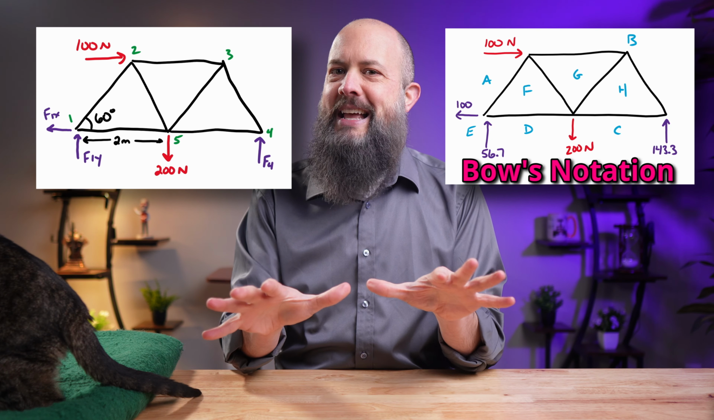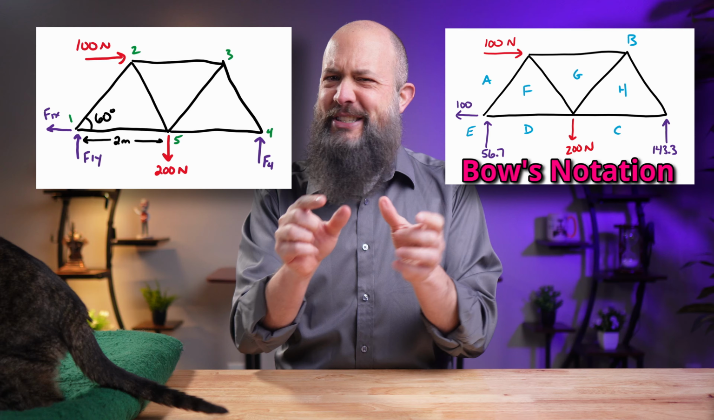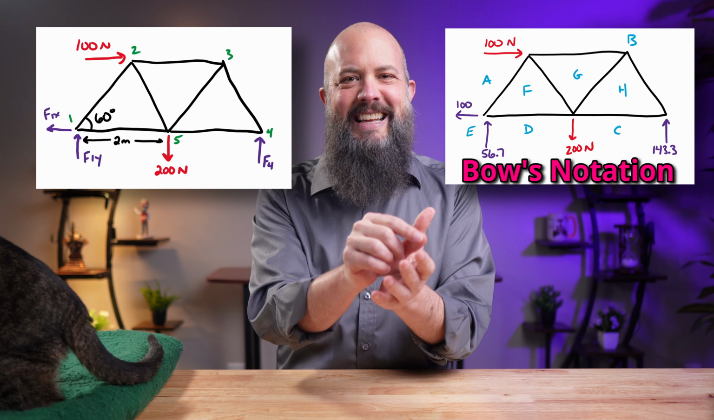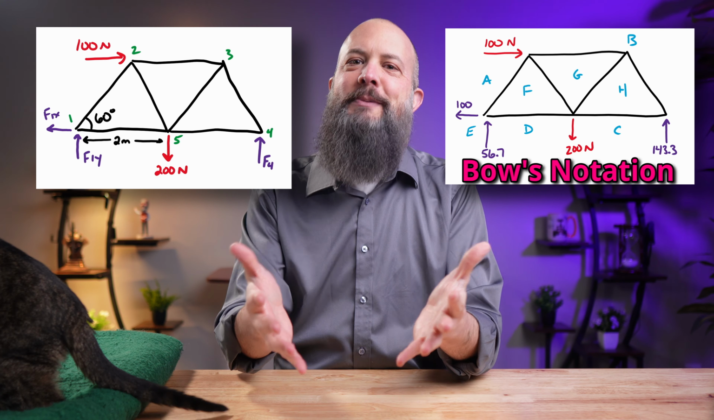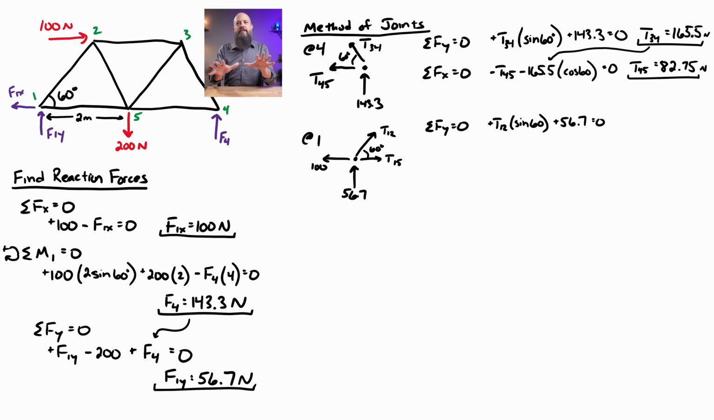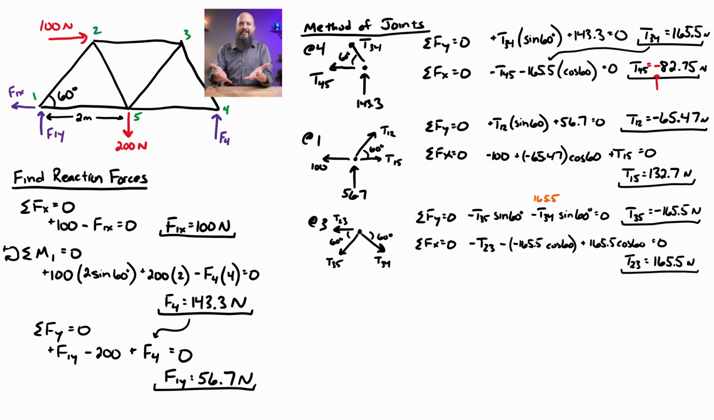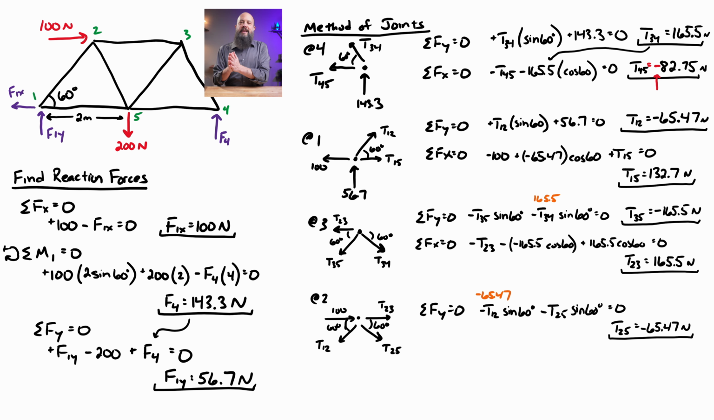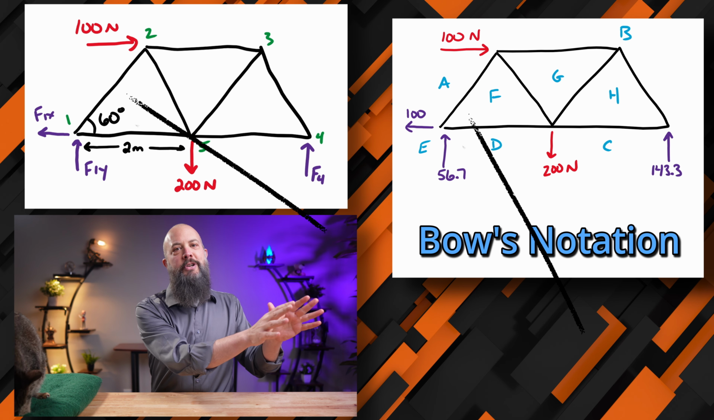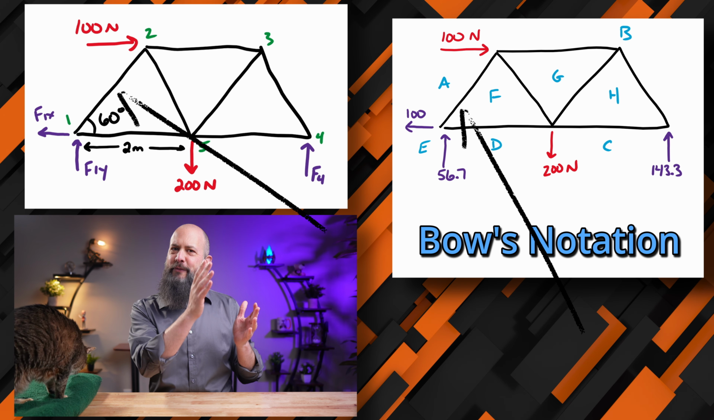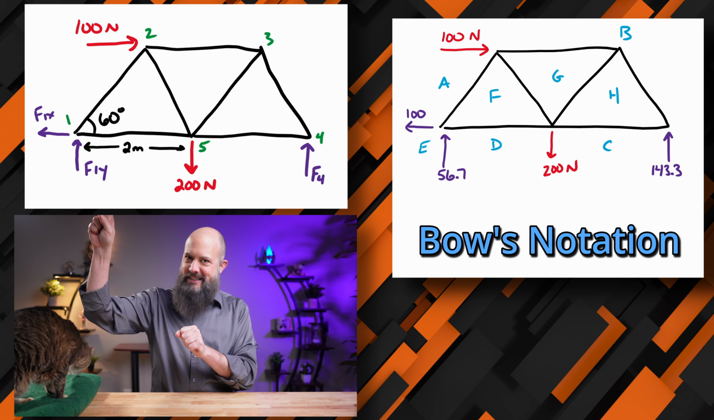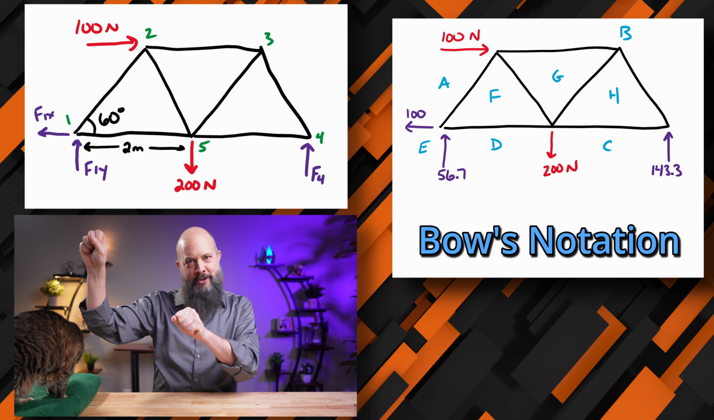But for graphical techniques, you actually track the spaces in between each of the two force members, which sounds really bizarre until you see it in action. So for comparison, I've already solved this truss using the method of joints. You'll see that I called the top left angled member tension 1, 2, because it connects joints 1 and 2. But on Bow's notation, this is going to be AF, because it's the force member in between space A outside the truss and space F in the middle.